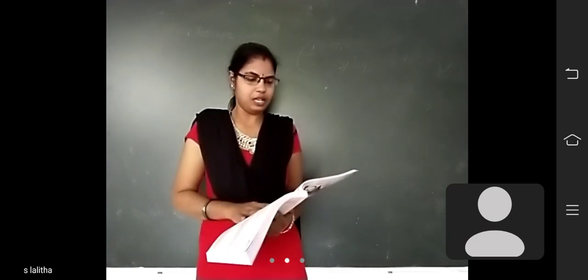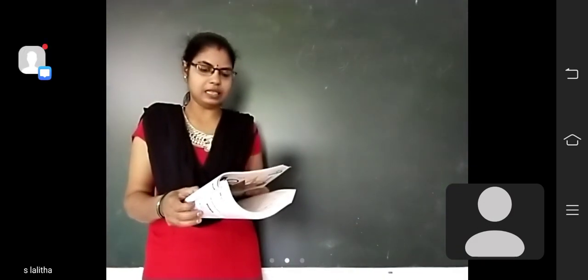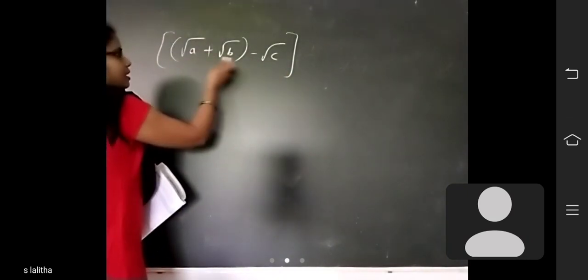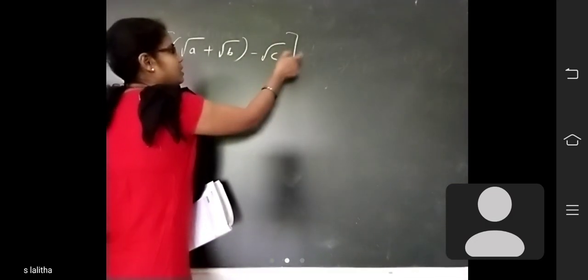Rationalizing factor of a binomial surd we have completed. Next is the rationalizing factor of a trinomial surd. To find the rationalizing factor of a trinomial surd, we group two of its terms together. Thus, root A plus root B minus root C. So what is this? This is a trinomial surd. What is the rationalizing factor of this one?